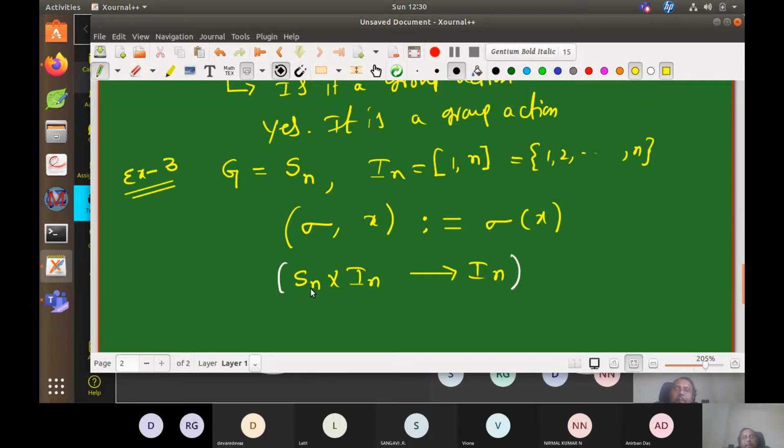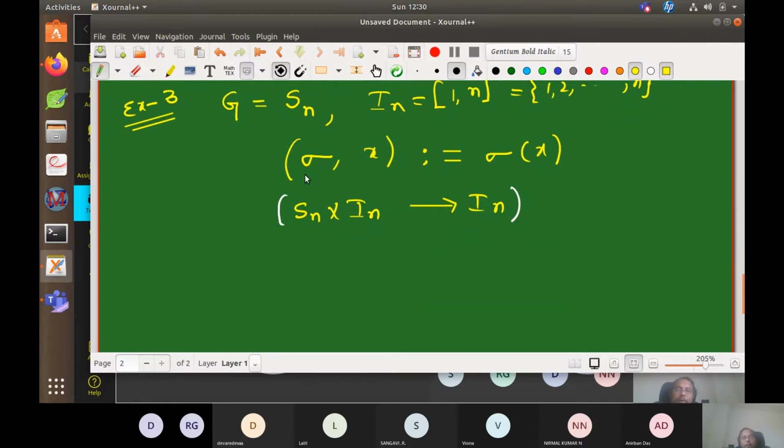So I am taking sigma permuting the elements of In. If I take 1, for example, sigma of 1 is another element from this set 1 to n. So this is perfectly fine, Sn cross In to In. Good. So is it a group action? If I take the identity map, then it fixes every element. Sn is the set of all one-one onto maps from In to In, and the identity map fixes everything. So that part is done.